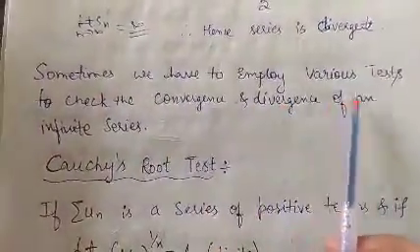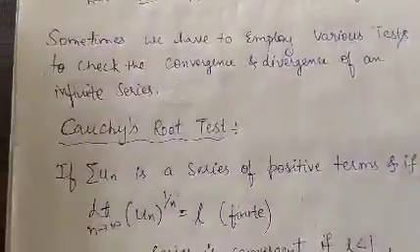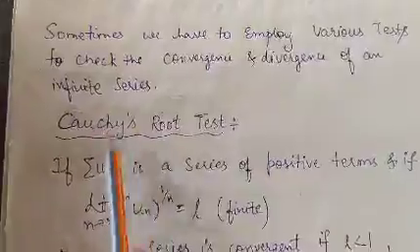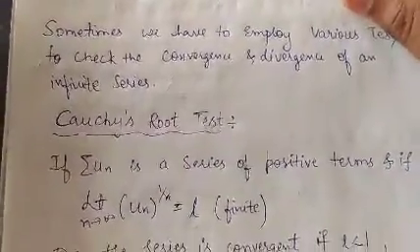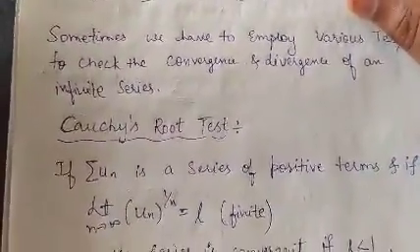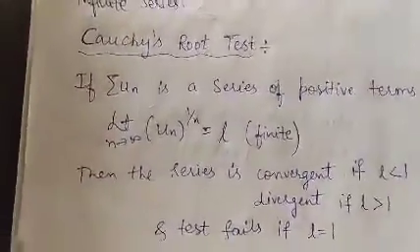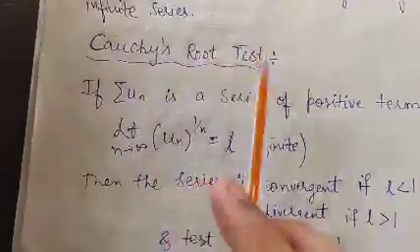Sometimes we have to employ various tests to check the convergence and divergence of an infinite series. One of those procedures is Cauchy's root test. The proof is not in your syllabus, so there is only the statement of this test and problems regarding it. So what does Cauchy's root test say?